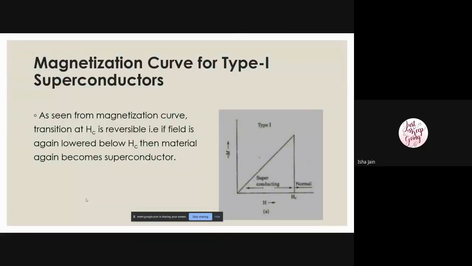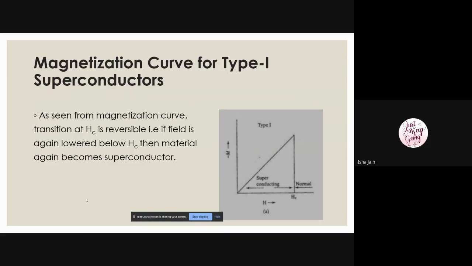Magnetization curve for type 1 superconductors. So as we can see from the magnetization curve, transition at Hc is reversible. So let me explain it. As we can see in the graph between H, that is the applied magnetic field, and M, that is magnetization, we can observe that at a particular point Hc, the transition is taking place.